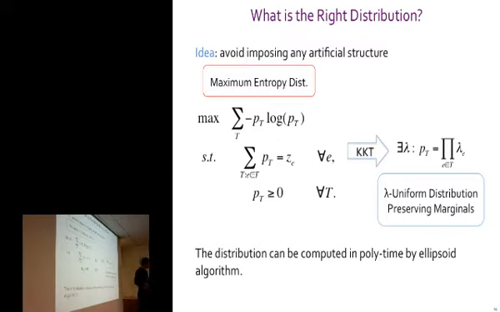No, I didn't get the answer to the first question. Does ellipsoid compute both P and lambda or just lambda? No, the ellipsoid, you cannot compute P because P has exponential support. So you just compute lambdas.